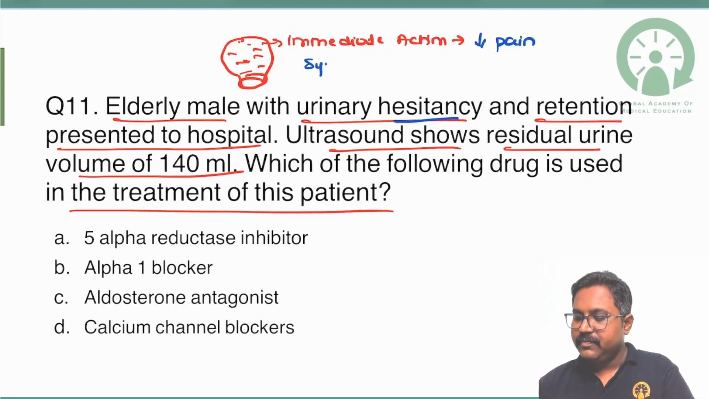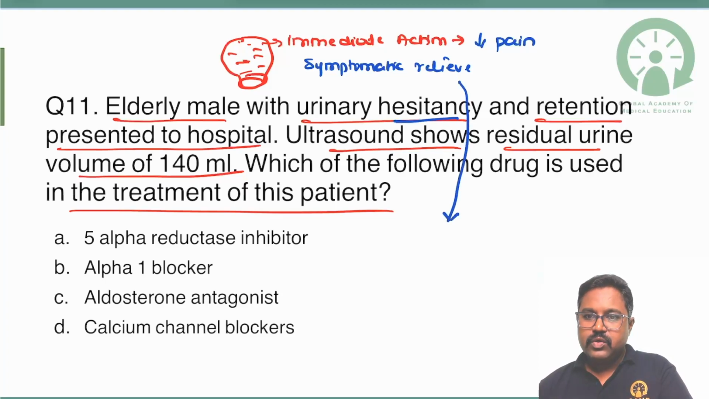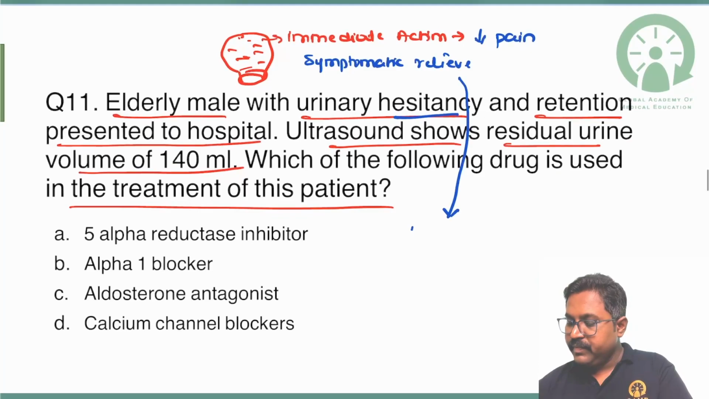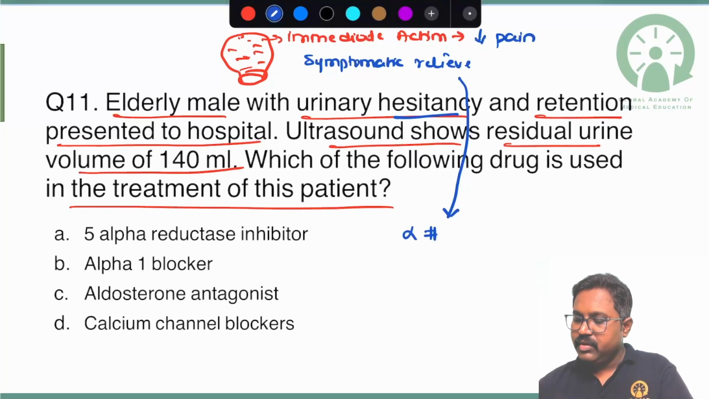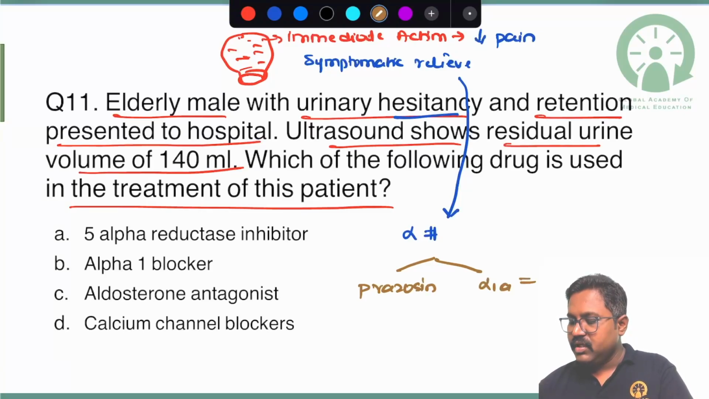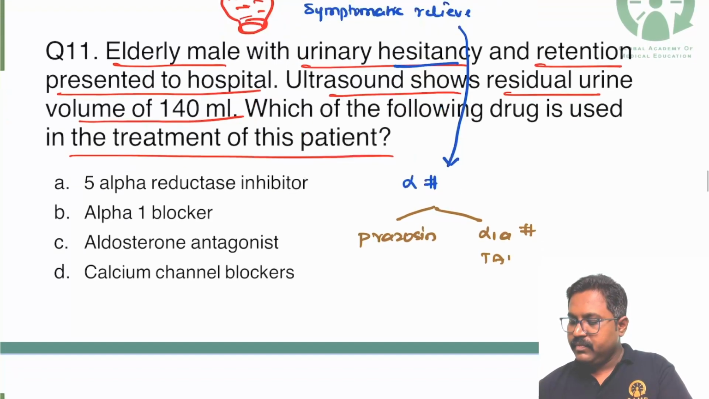So you need to get symptomatic relief. To produce symptomatic relief, you're going to give the alpha blockers. There are two important drugs that can be used as alpha blockers. One is your prazosin, and the alpha 1A selective blocker, that is your tamsulosin.